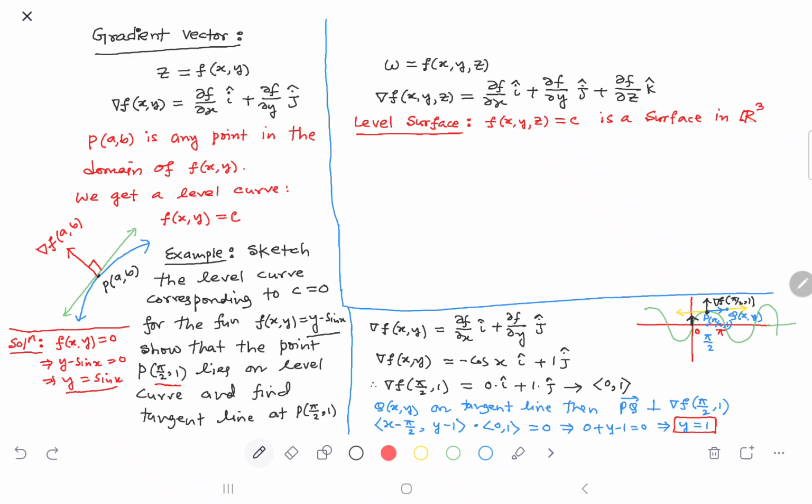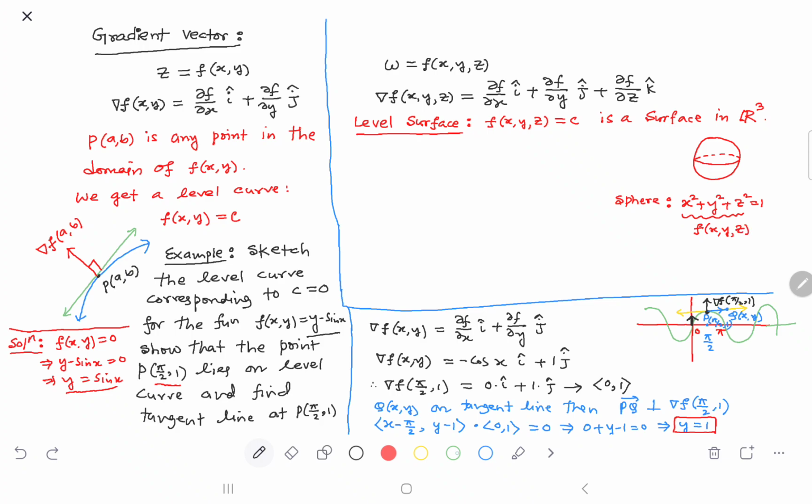For example, you can take the sphere. The sphere equation we know: x squared plus y squared plus z squared equals 1. This is the standard sphere. This is a surface, right? So this is your function f of x, y, z.